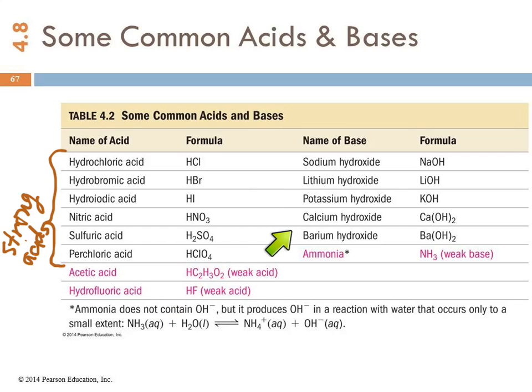These are common bases. And if you notice, what they have in common is most of these are metal hydroxides. This is the one example we'll see that's not. This is a weak base. Ammonia is a base even though it doesn't contain any hydroxide. And here's the reaction that I showed you earlier. It takes a hydrogen ion off of the water and it forms hydroxide that way.